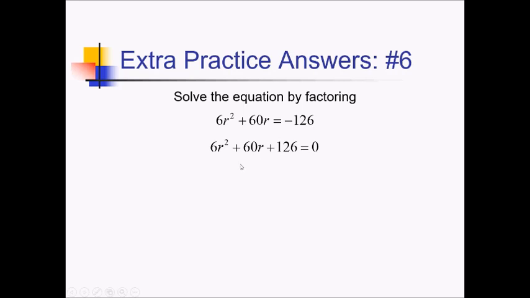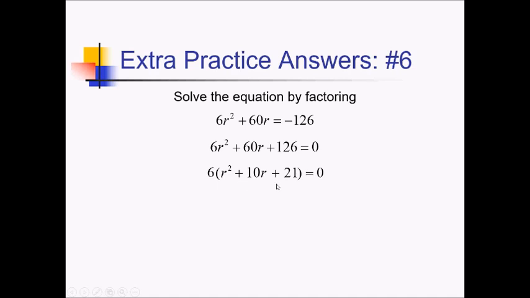Now, I notice that I have an a value that's not 1 right here. So let me see if I can take out a common factor. 6, 60, and 126, those are actually all divisible by 6. So if I take out that 6, that leaves me with an r squared, plus this will be a 10r, and then 126 divided by 6, well, 120 divided by 6 is 20, so this would be 21 then.